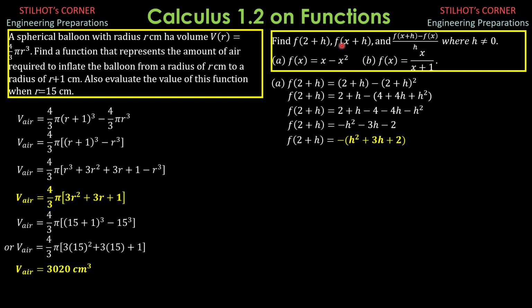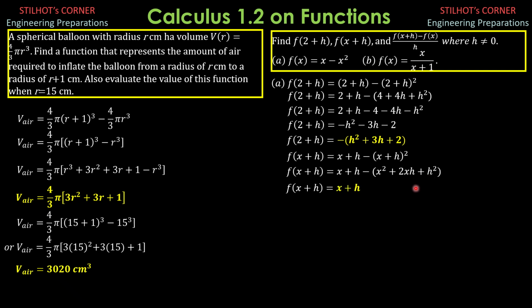Then for the second part, replace x by x plus h. So f of x plus h is x plus h minus quantity x plus h squared. So f of x plus h is x plus h minus quantity x squared plus 2hx plus xh plus h squared. Simplifying further, f of x plus h equals x plus h minus x squared minus 2xh minus h squared. So that's the answer.